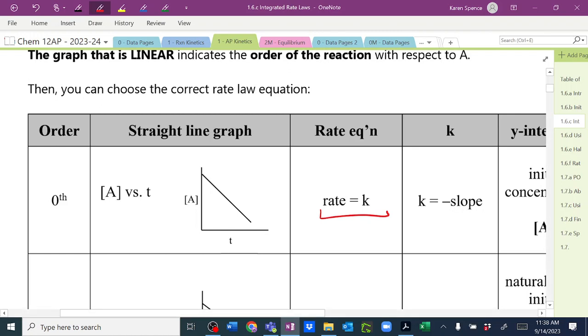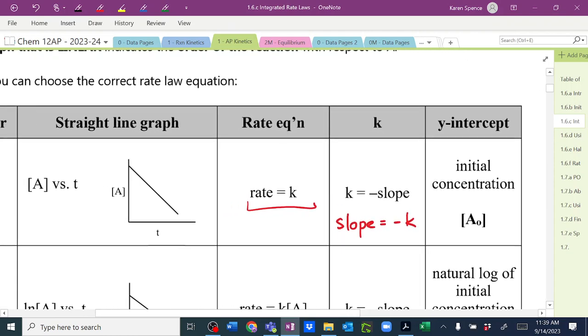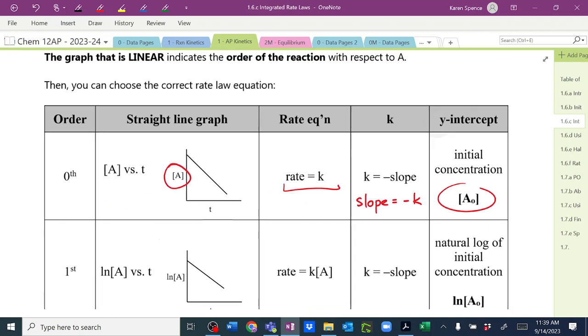The slope, you'll notice that the slope is negative, so the slope is equal to negative K, or K is equal to negative slope. And the y-intercept, of course, if we've got concentration of A on the y-axis, the initial concentration of A will be the y-intercept. Is that good? Don't worry, I'm kind of giving you a summary chart here. If you're like, I don't get it, don't worry, we will delve deeper in, probably next class. So we're just getting an introduction today.